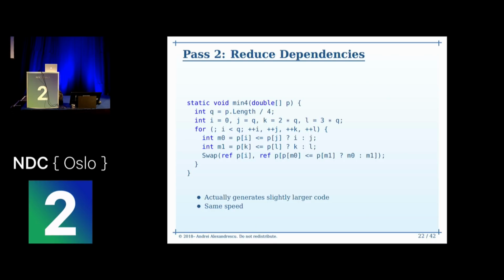Pass 2, reduce dependencies. So I need to take the minimum of 4 items. So how about this? I'm going to first compute P of y versus P of j, and in a different branch, P of k with P of l. So I'm going to compute the index here, and then I'm going to do the final test here. The idea being that the two comparisons are not dependent on each other. They're like four distinct numbers, compared 2 by 2, and these comparisons are not dependent upon each other, so they run in parallel. Or so I wished. They didn't.